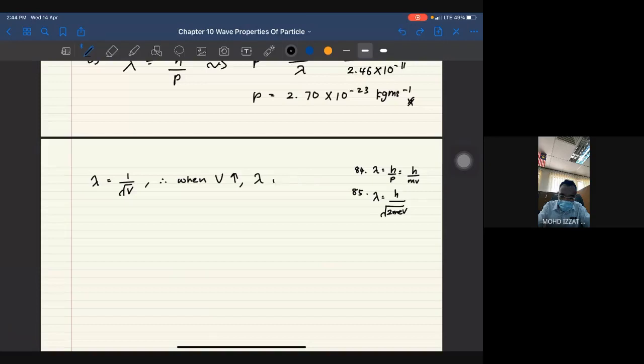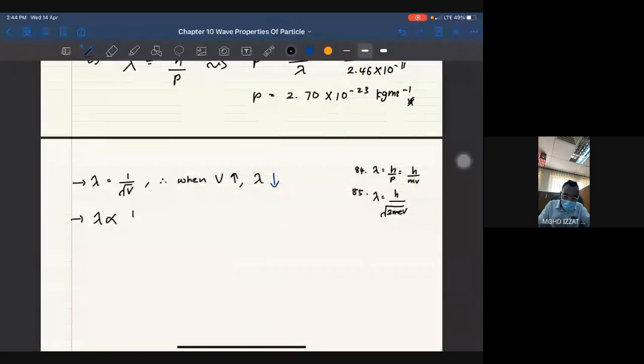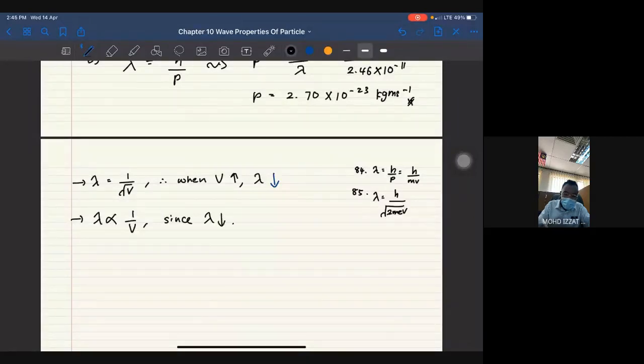Sama tak? Kita buat arrow je. Tapi kamu jangan buat arrow je. Okay. When voltage is increased, lambda decrease. So bila lambda decrease, kalau kamu nak relate balik dengan velocity, so the pattern actually can relate with the velocity lah. So lambda is inversely proportional to the v. Since our lambda is decreasing, you would expect that the v will be increasing.